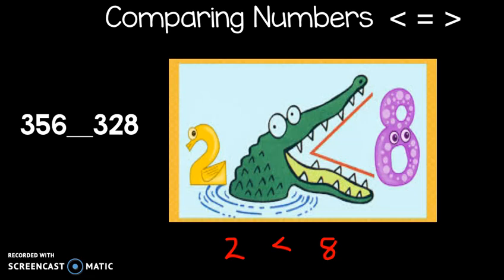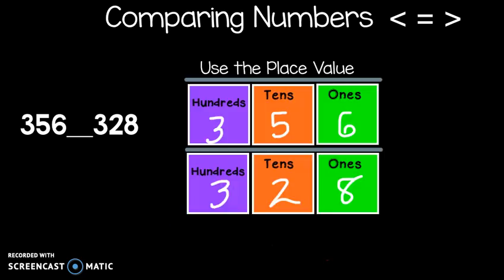So now, let's go ahead and take a look at our three-digit numbers. So we're going to be comparing 356 to 328. And when we compare, remember we're asking which one is bigger and which one is smaller, which one is greater than and which one is less than. So what I like to do is use the place value. And so I went ahead and wrote the numbers in. So here's my 300s, here's my 5 tens, here's my 6 ones, and then on this number here, here's my 300s, my 2 tens, and my 8 ones.